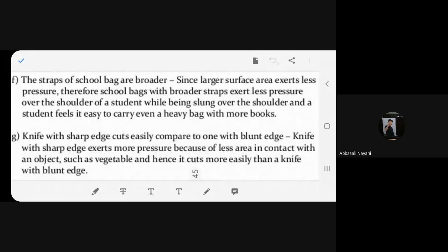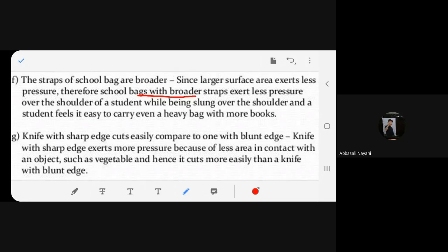The straps of a school bag are broader, since a large surface area exerts less pressure. Therefore, school bags with broad straps exert less pressure over the shoulder of a student while being slung over the shoulder, and the student feels it easy to carry even a heavy bag with more books.